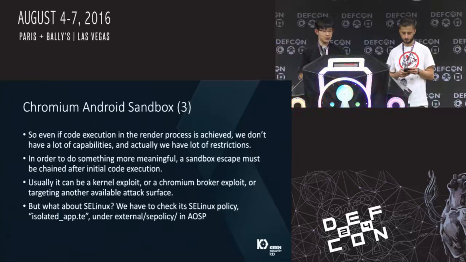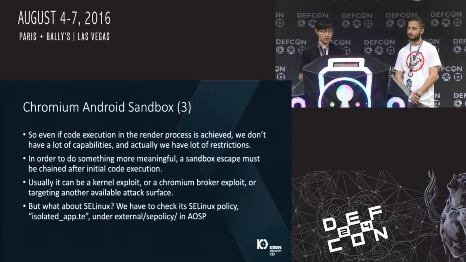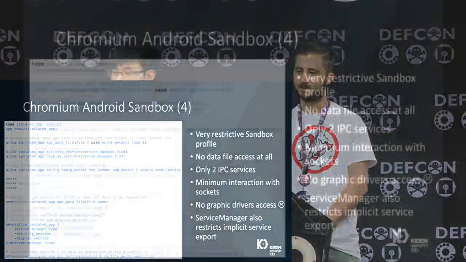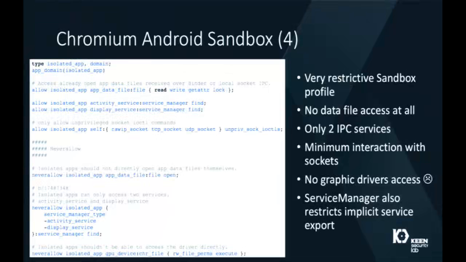As we know, it is named isolated_app.te, under the external sepolicy directory in the Android Open Source Project's source root. And to be honest, I think it's not as readable as the Apple ones. You can see first the domain type, that the domain is set to isolated_app for our isolated process. By default, you are denied everything, but there are some allowed things, and you also have a parent policy to inherit from.